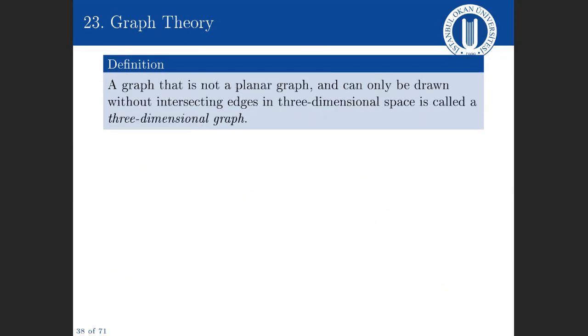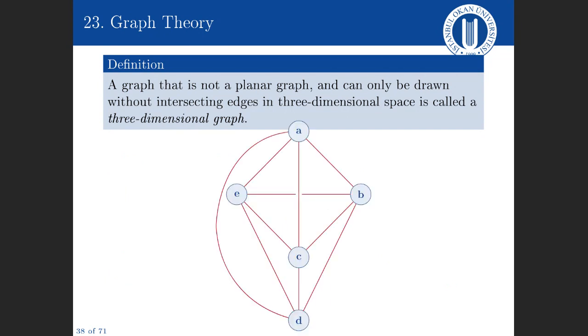A graph which is not a planar graph, in other words, a graph which can only be drawn without intersecting edges in three-dimensional space, is called a three-dimensional graph. Here's an example of a three-dimensional graph. Now, I've drawn it in such a way that we're imagining that the edge from A to C is somehow above the edge connecting B to E. I'm going to leave it for you to convince yourself that this is not a planar graph. It's not possible to rearrange the vertices and the edges such that none of these edges cross over.